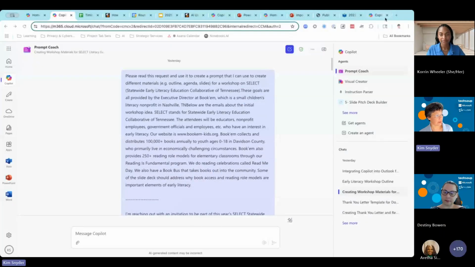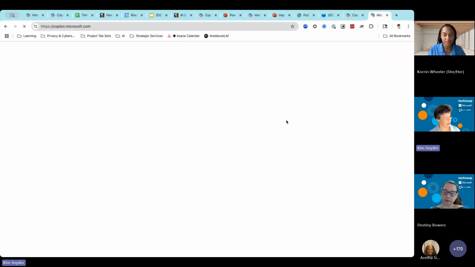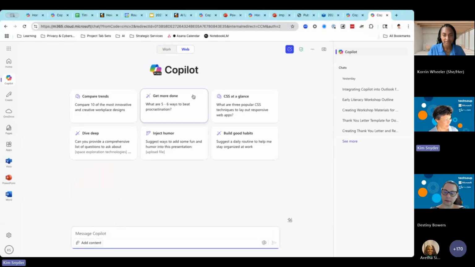So someone had asked in the beginning, in the discussion about when I was talking about the IMPACT method of writing a prompt, is there a way to do that within Copilot? And yes, in fact, there is. I'm in Copilot now. I'm going to go to work and then web. And so we have the fancy one.